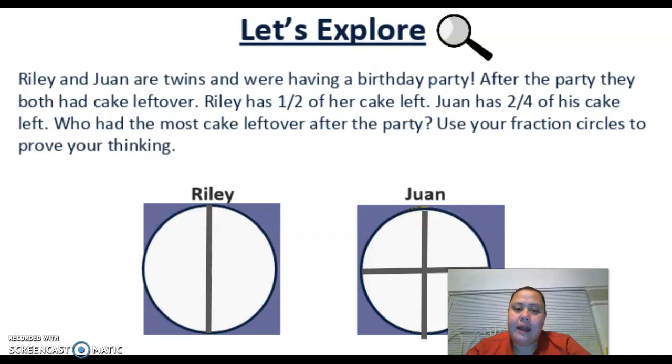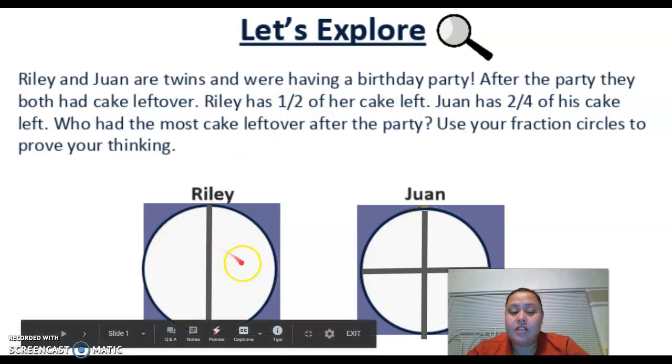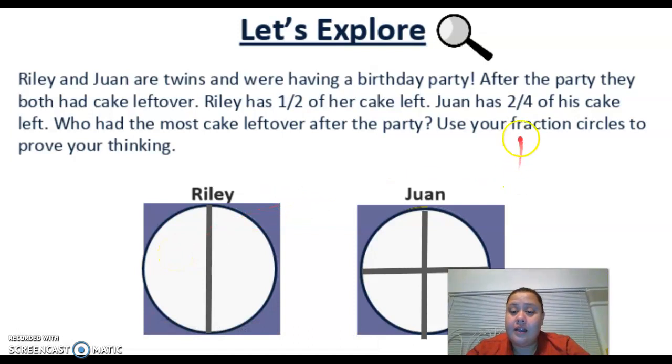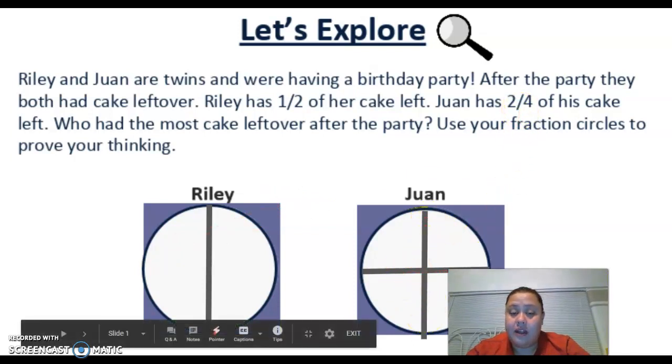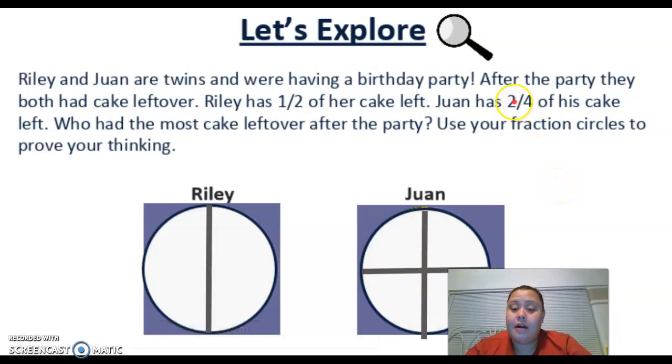Well, before we compare and find out whether they are equal or equivalent, we have to know how to draw these fractions again. So with Riley's cake being half, we know our denominator's 2, so her cake is cut into 2 slices, as you see right here. Juan's cake is 2/4, so his cake was cut into 4ths when they started the party, and 2 pieces remain for his cake. Half of Riley's cake remains.